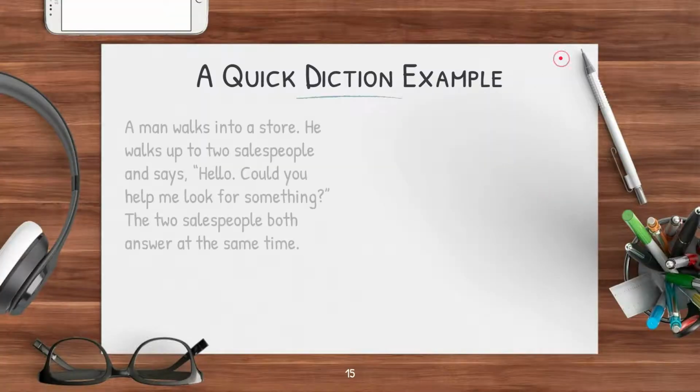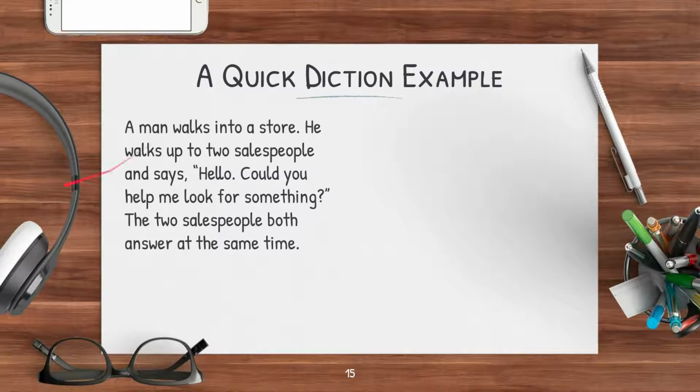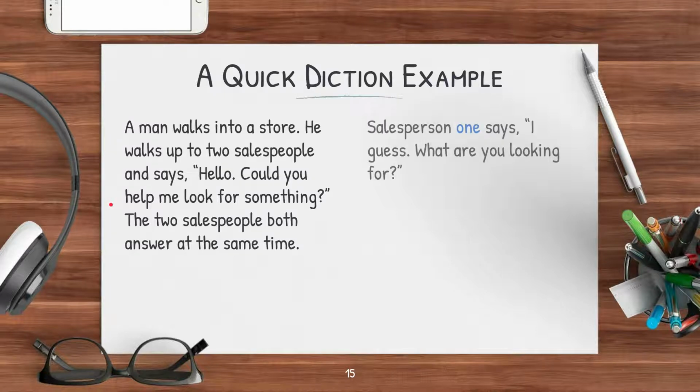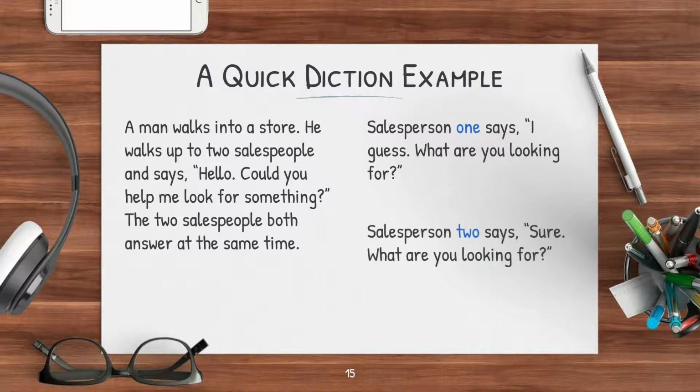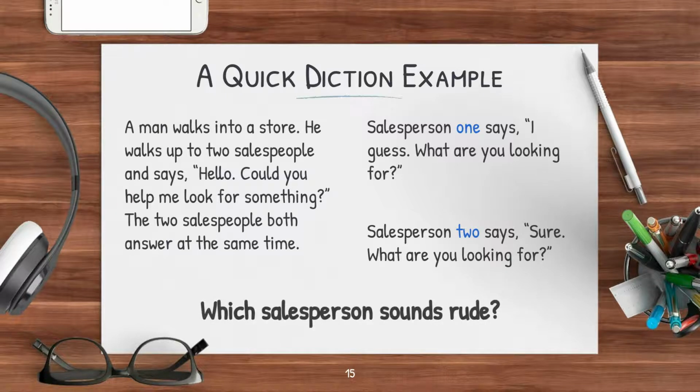So a quick example of what diction looks like. If you take a look at my little story on the left: a man walks into a store. He walks up to two salespeople and says, "Hello, could you help me look for something?" The two salespeople both answer at the same time. Salesperson 1 says, "I guess, what are you looking for?" Salesperson 2 says, "Sure, what are you looking for?" If I asked you which person sounds rude, you'd probably say salesperson 1.